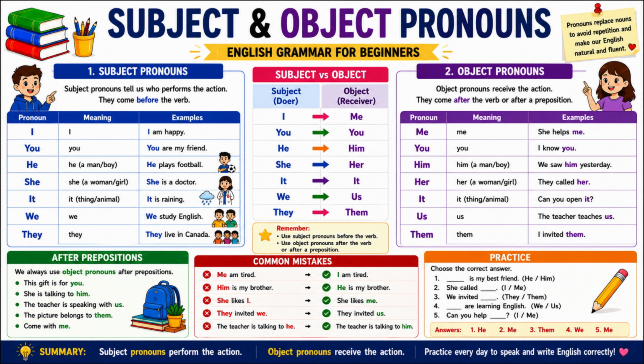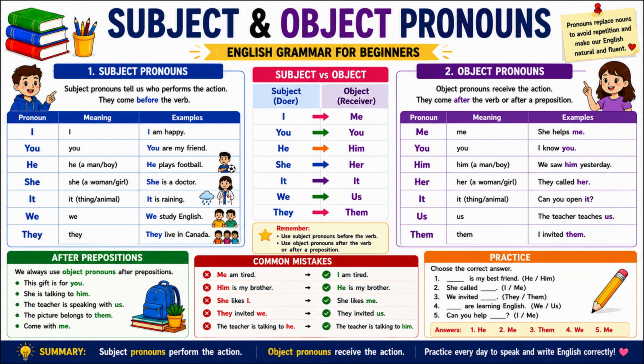So, let's get started. Subject and object pronouns. Pronouns are words that replace nouns. There are two main types: subject pronouns and object pronouns. 1. Subject pronouns. Subject pronouns tell us who performs the action in a sentence. They usually come before the verb. Subject pronoun example: I am happy.